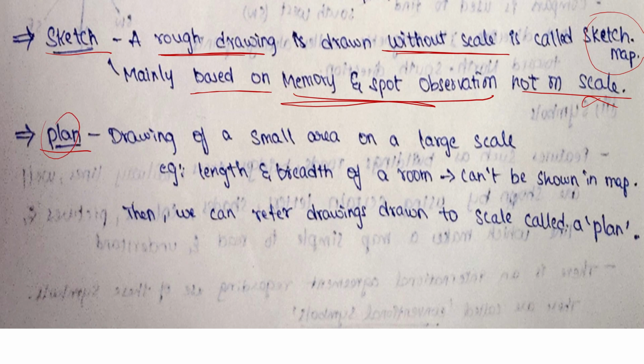And what is a plan? A plan is nothing but a drawing of a small area on a large scale. Example, length and breadth of a room. This cannot be shown in the map. So that's all. This is a very simple chapter. So by this we completed chapter 4 of the class 6 NCERT geography.